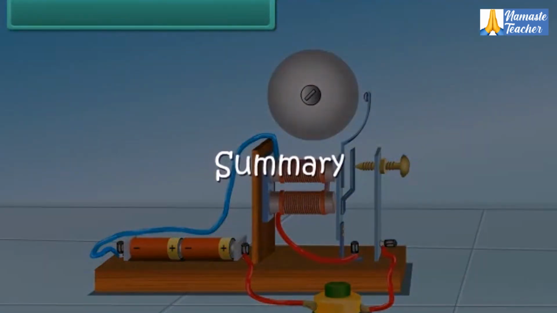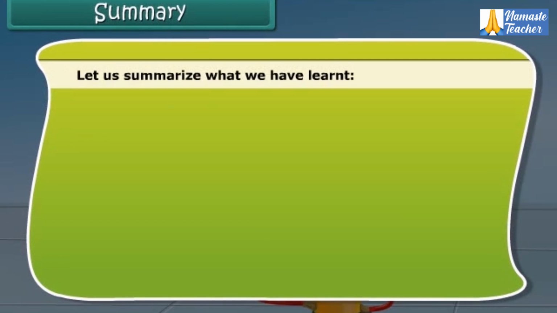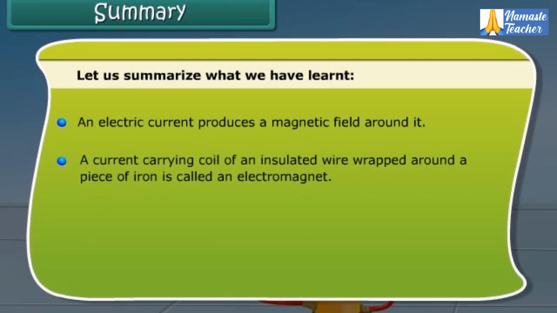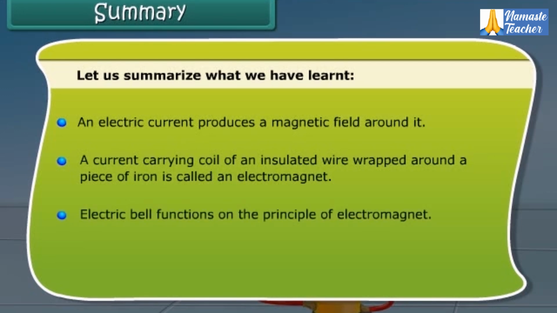Summary. Let us summarize what we have learned. An electric current produces a magnetic field around it. A current carrying coil of an insulated wire wrapped around a piece of iron is called an electromagnet. Electric bell functions on the principle of electromagnet.